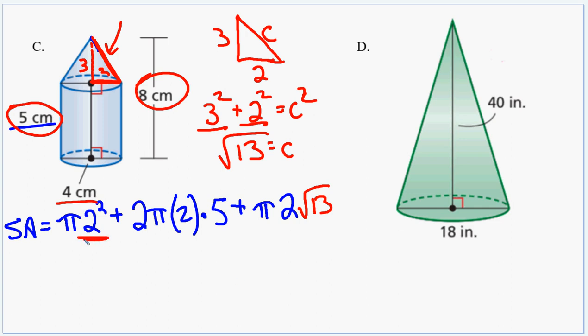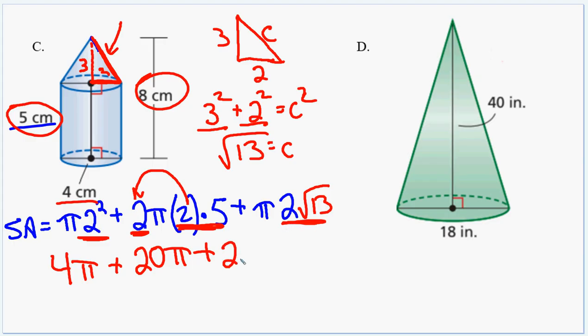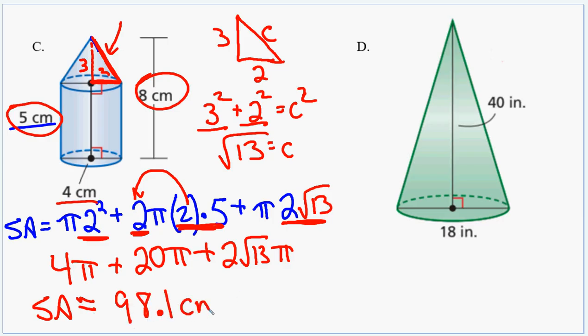So let's see here. 2 squared is 4. We've got a 4 pi. Plus 2 times 5 is 10. Times this 2 is 20. So that's going to be a 20 pi. Plus 2 root 13 pi. So if we can just do these in our calculators one at a time, we will see our surface area of this weird shape is about 98.1. Units are centimeters squared.